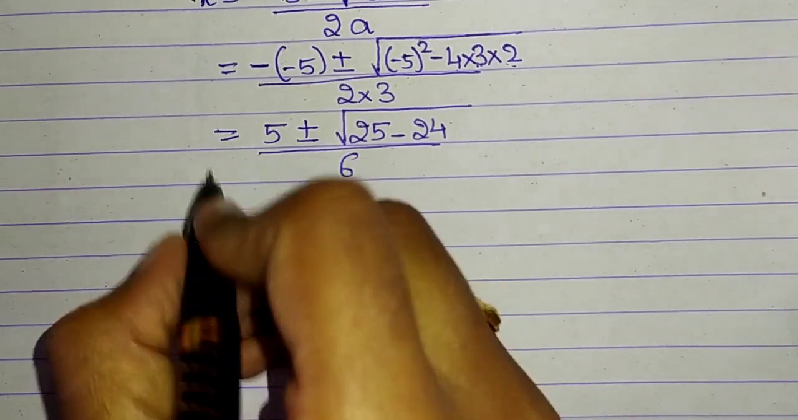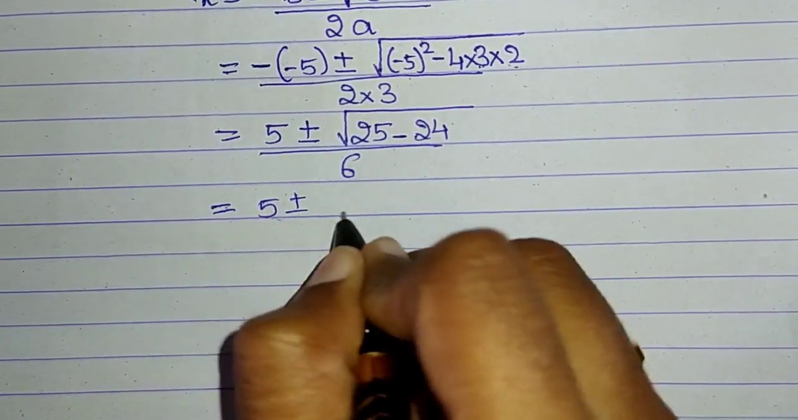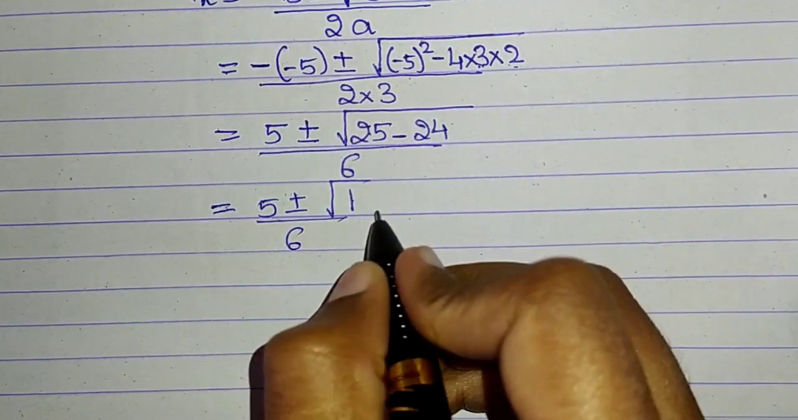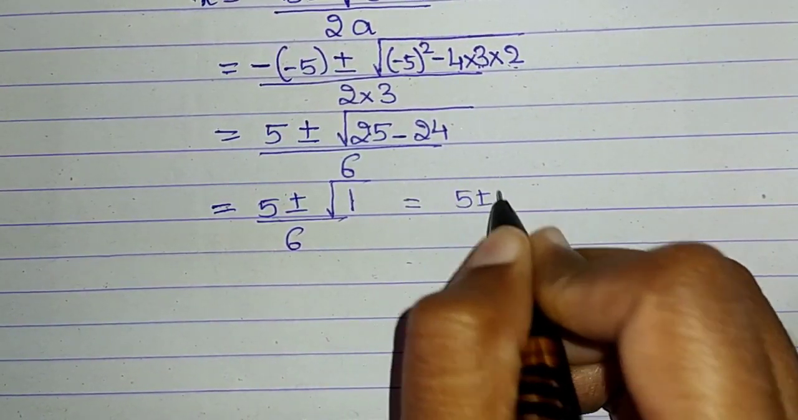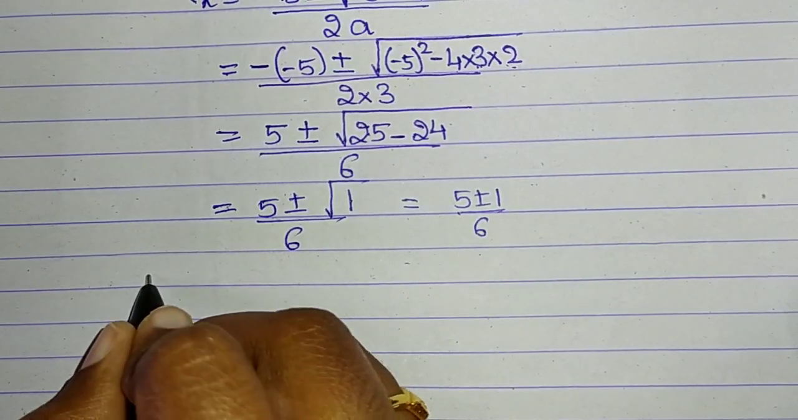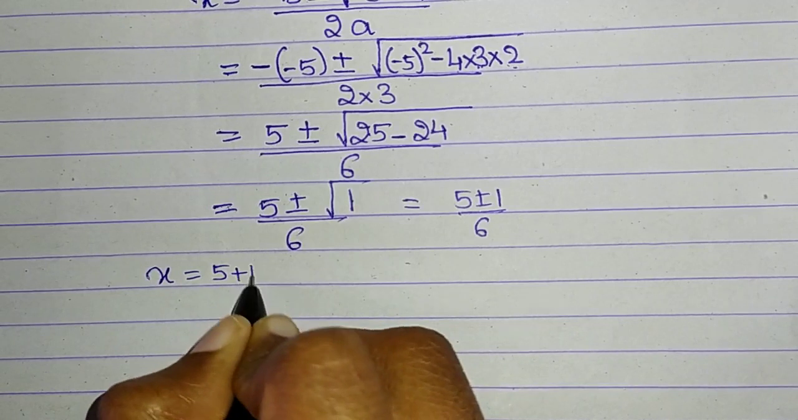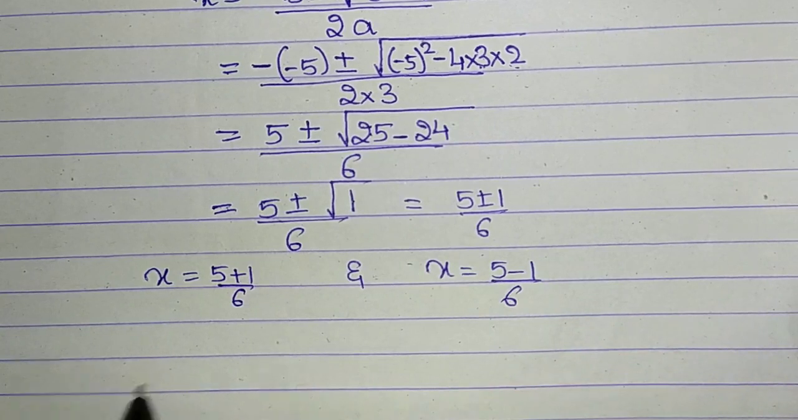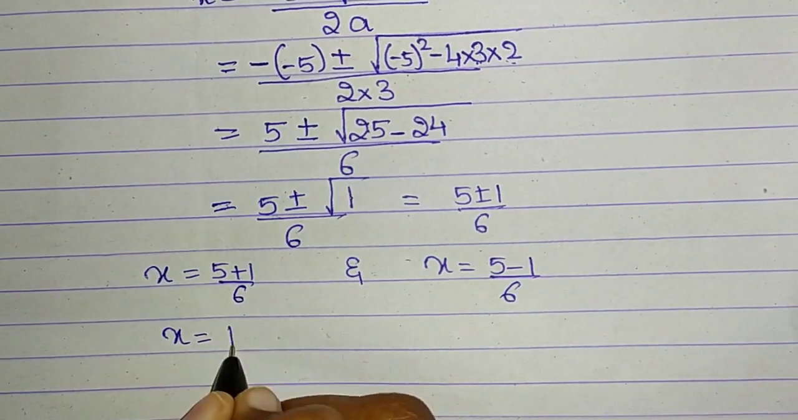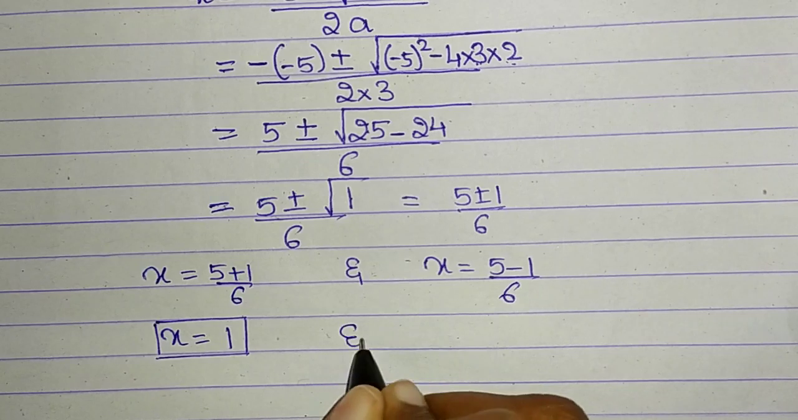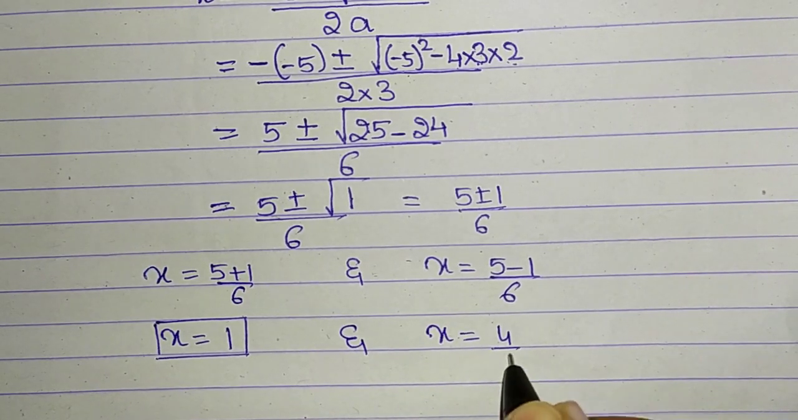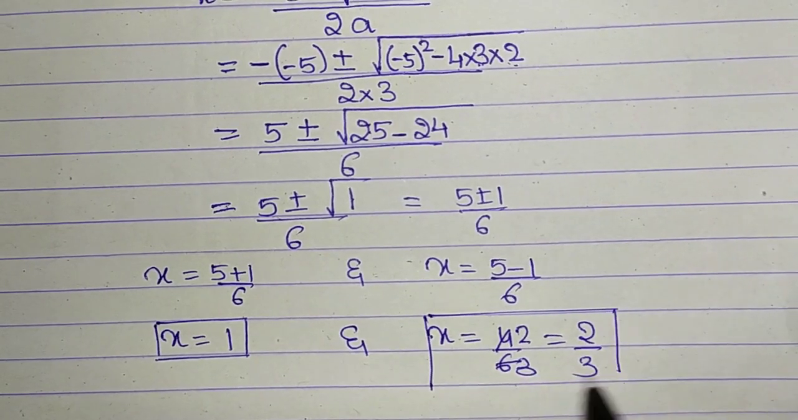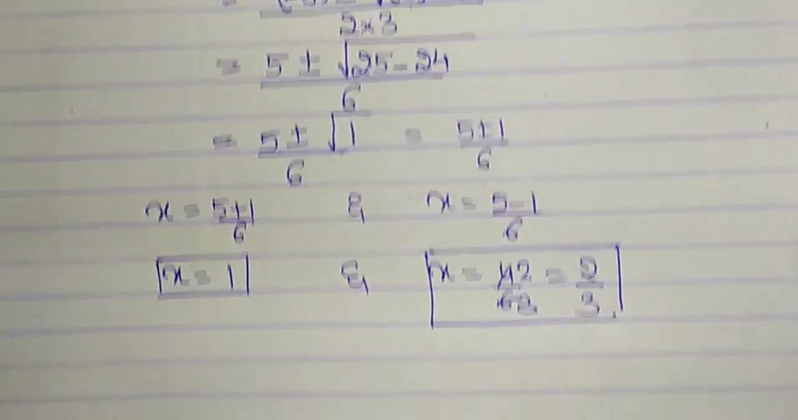So this will be equal to 5 plus or minus under root 1. 25 minus 24 is 1 divided by 6. So which is nothing but 5 plus or minus 1 by 6. So this implies x is equal to 5 plus 1 by 6 and x is equal to 5 minus 1 by 6. So here x equal to 6 by 6, 1. This is one of the solutions, and x is equal to 4 by 6, which is 2 by 3. This is the another root of the given quadratic equation.